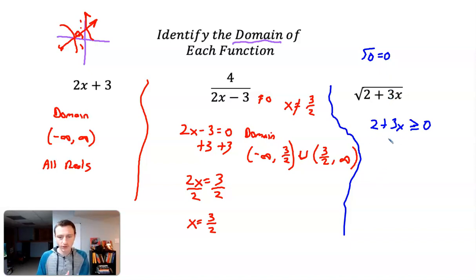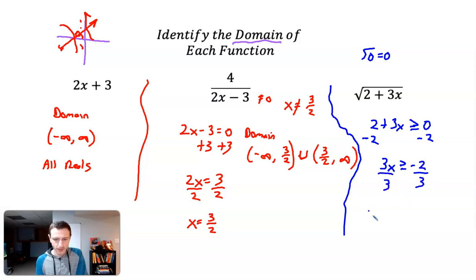So that's fine. But we can't have negative. So we want to make sure that our x value, for what x values would keep our radical here greater than or equal to 0. So then we're just going to solve this. 3x greater than or equal to negative 2. Divide by 3. X greater than or equal to negative 2/3.